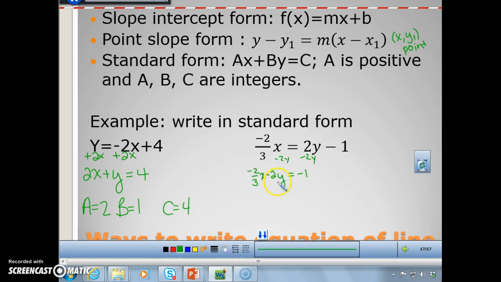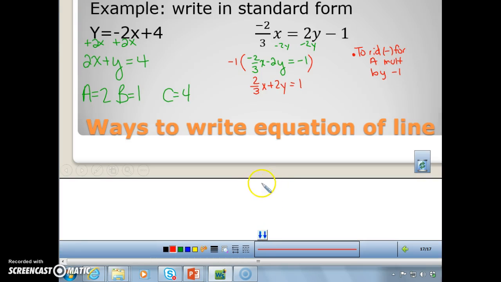We kind of have the right form, but we've got 2/3 is not an integer, and A is not positive. So we need to take care of both of those things. To get rid of, let's do the negative first. We're going to multiply by -1 to everything. So that's going to give us 2/3 x plus 2y equals 1. If you like distributing it to everybody, all that happens is really that it changes signs.